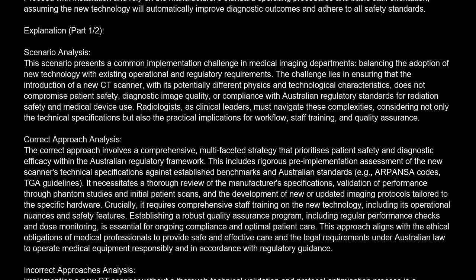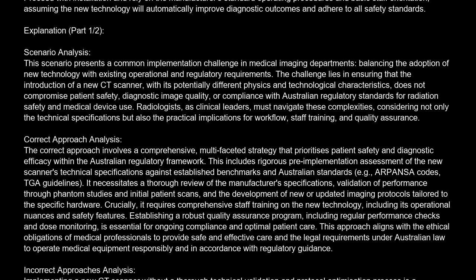The challenge lies in ensuring that the introduction of a new CT scanner, with its potentially different physics and technological characteristics, does not compromise patient safety, diagnostic image quality, or compliance with Australian regulatory standards for radiation safety and medical device use. Radiologists, as clinical leaders, must navigate these complexities, considering not only the technical specifications, but also the practical implications for workflow, staff training, and quality assurance.